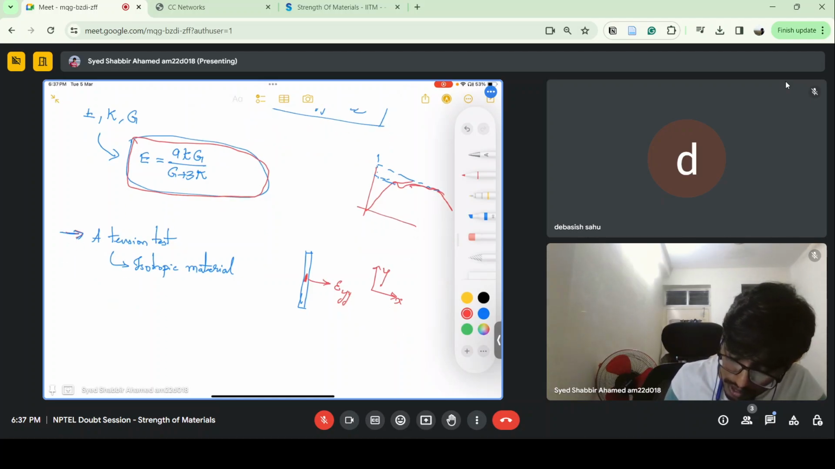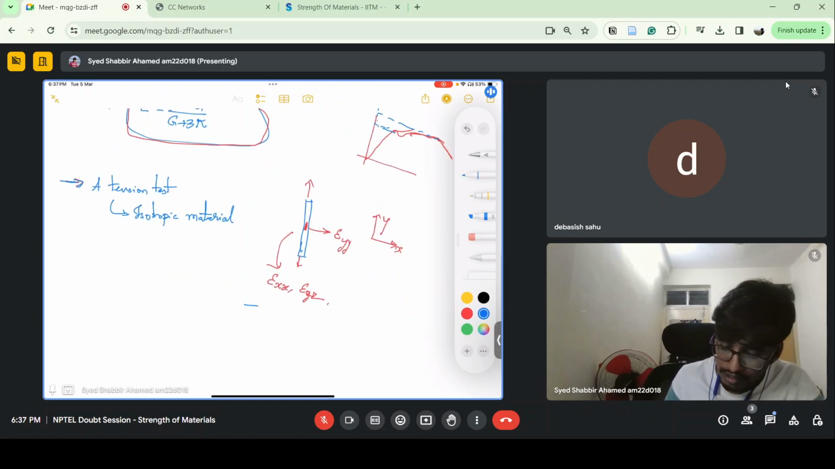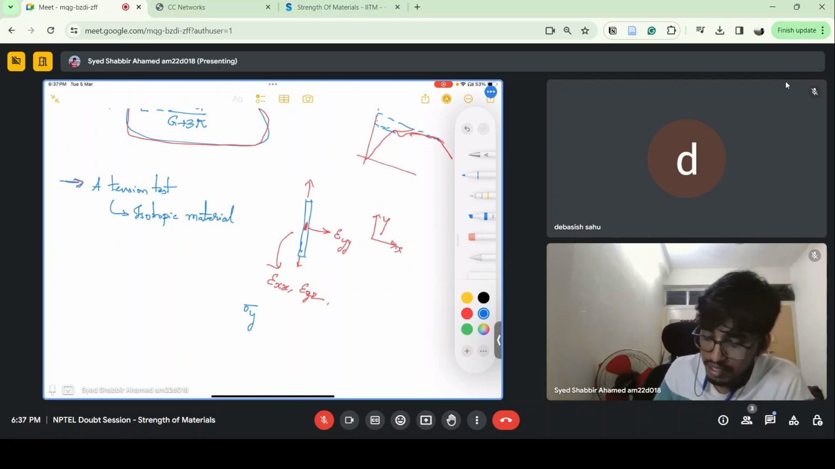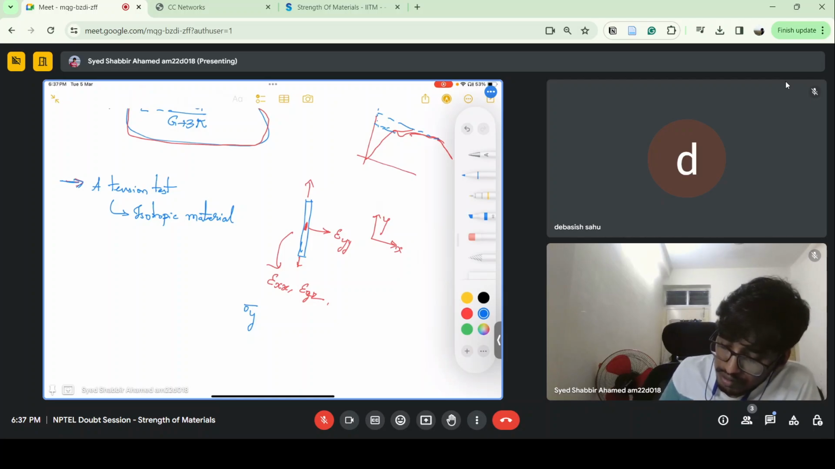From this we have to find out what is the strain in xx and what is the strain in zz. The load is being applied in the y direction, so there is only stress in the y direction. So sigma y is the only stress here.